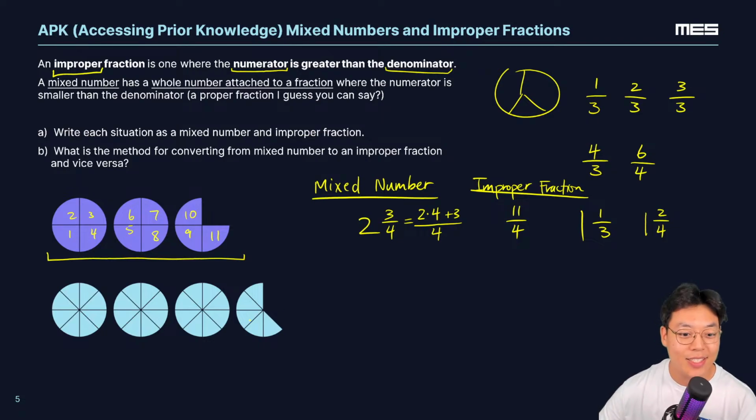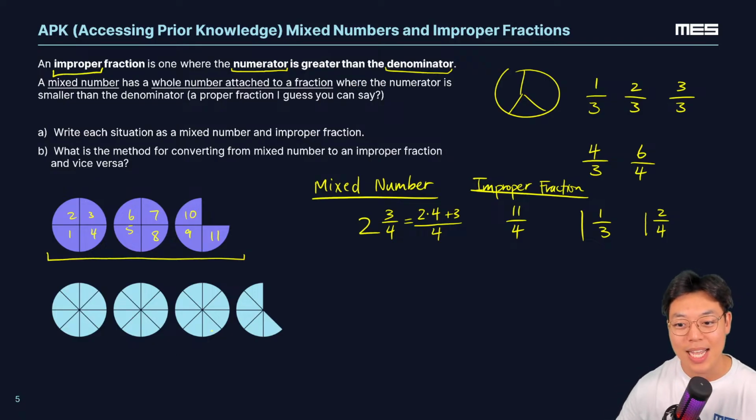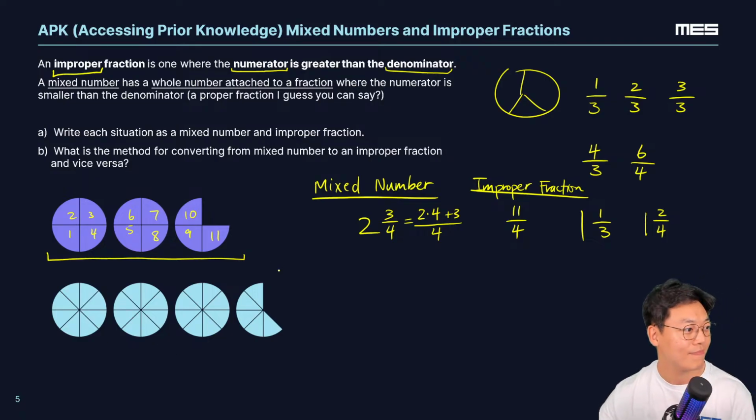All right, let's try this next one. In the chat, how would you write this lighter shade of blue diagram as a mixed number? How would you write this second example as a mixed number?